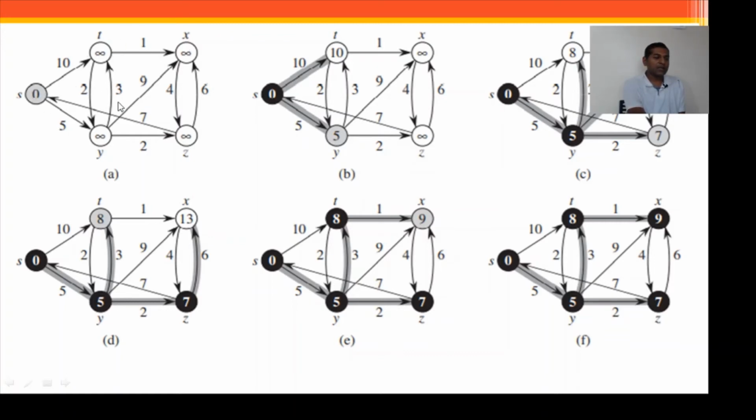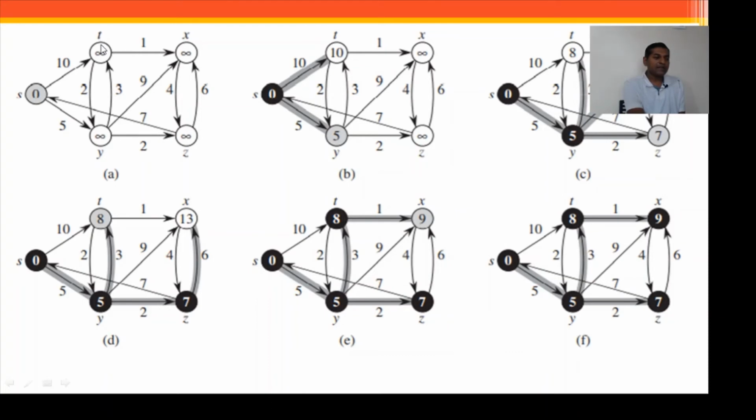In this example, this graph has been provided. The graph has vertices S, T, X, Y, Z, and the weights have been provided: 10, 1, 6, 4 and so on. We are told to start from a source S, which has a weight of 0, because this is the starting vertex and the cost of visiting S is 0. So we will choose the smallest vertex. S has been selected, and we will relax all the adjacent vertices of S. These are T and Y.